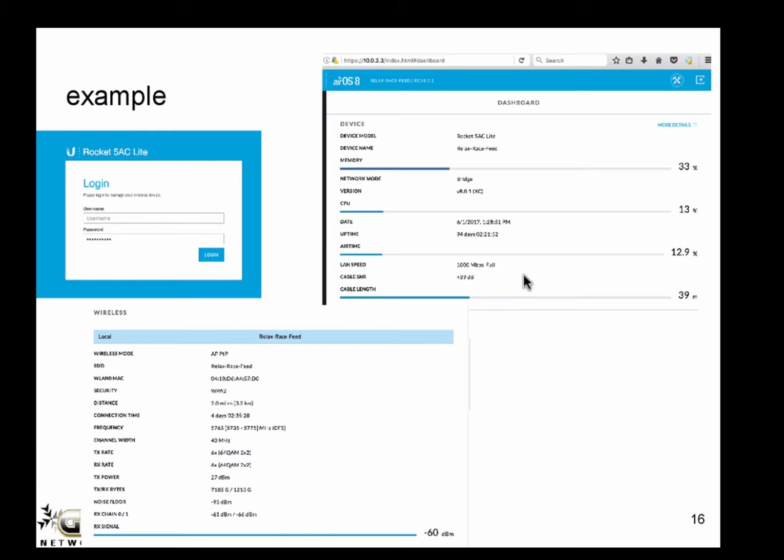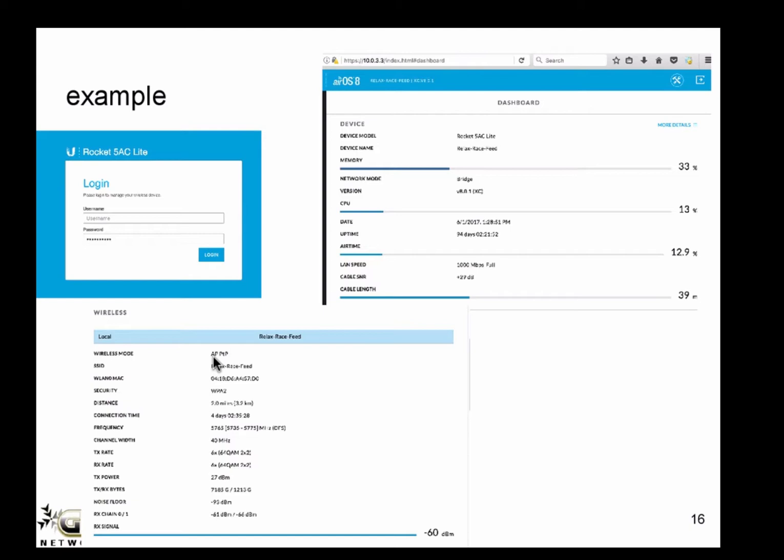After that, it can display the wireless. So wireless mode can be AP or client. AP, PTP. PTP means point to point. AP means this device is used as access point. So when you set up a wireless, there are two types. You want to set up as access point, or you want to set up as a client. A client that connects to access point.